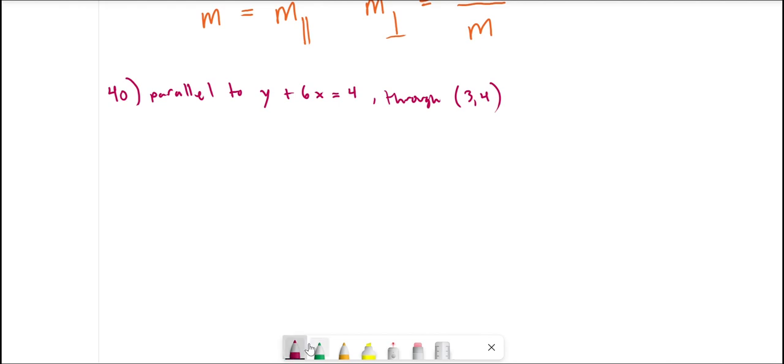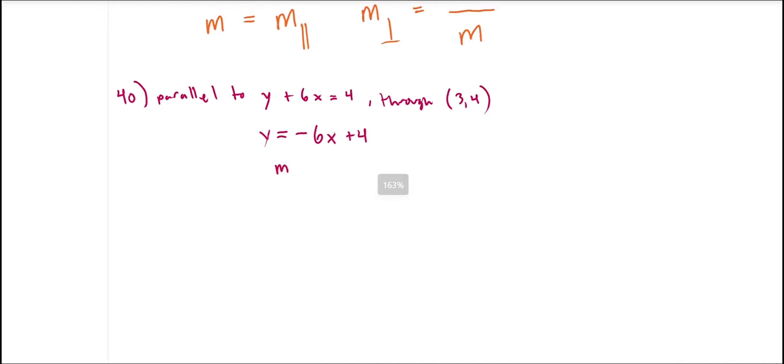So 40 asks for a line parallel to this given line that goes through this other point. And the main idea here is we want to know what slope it has. Well, let's just solve for y. This gives us minus 6x plus 4. So we know that the original slope was equal to minus 6. And since we're looking at a line parallel, we know our new slope is going to have minus 6 as well. So let's write down in point slope form what it would mean to go through the point 3, 4.